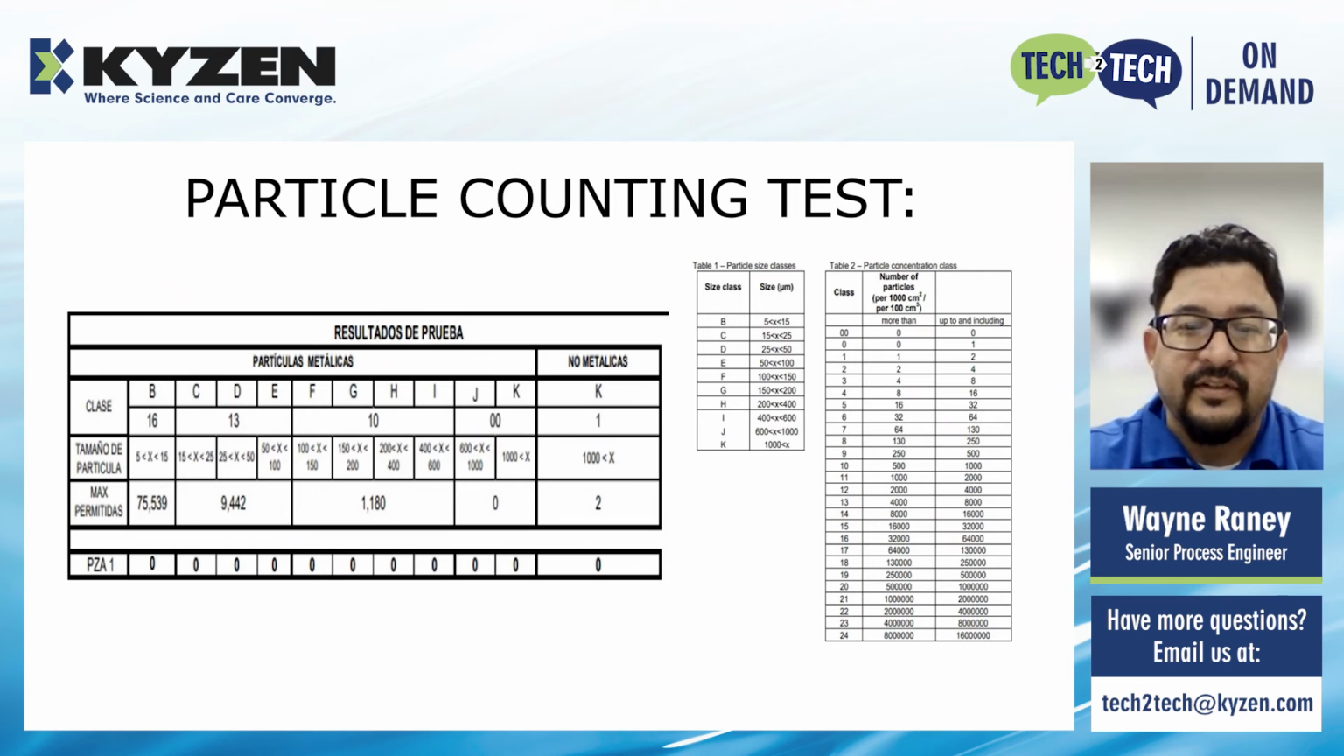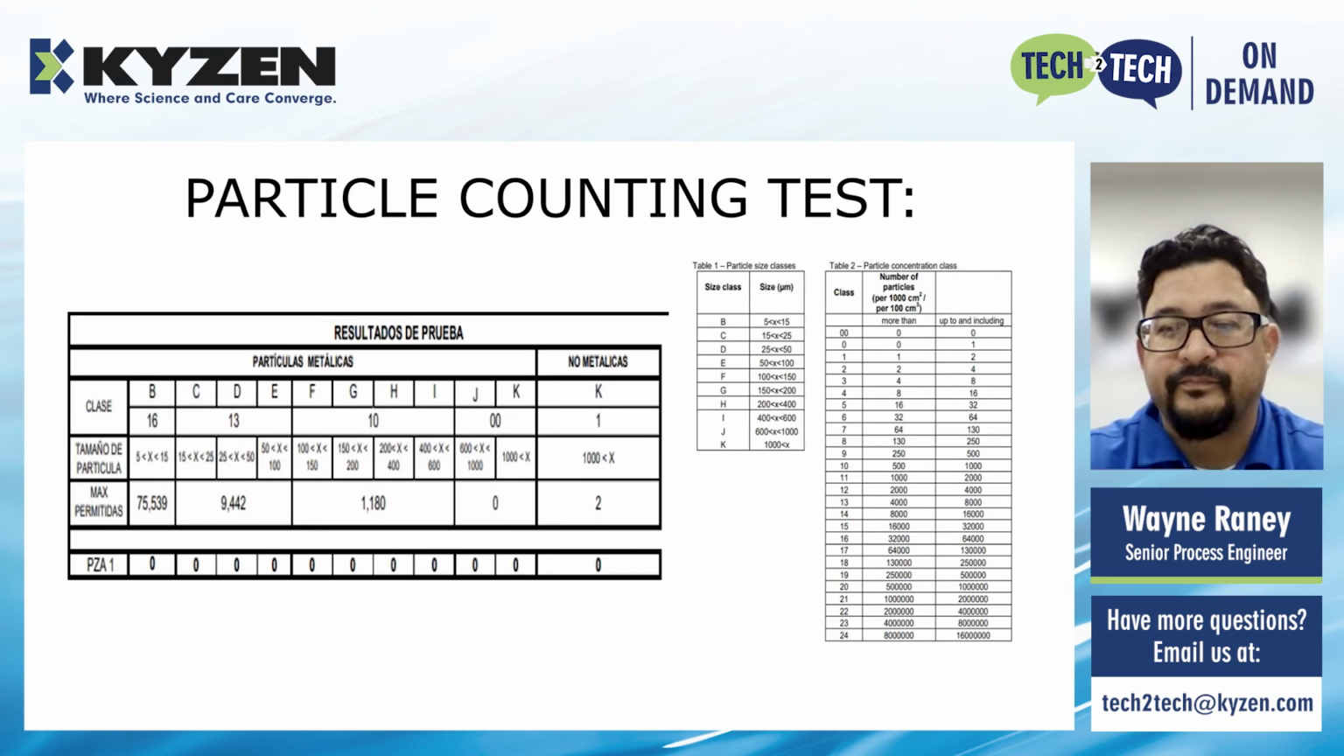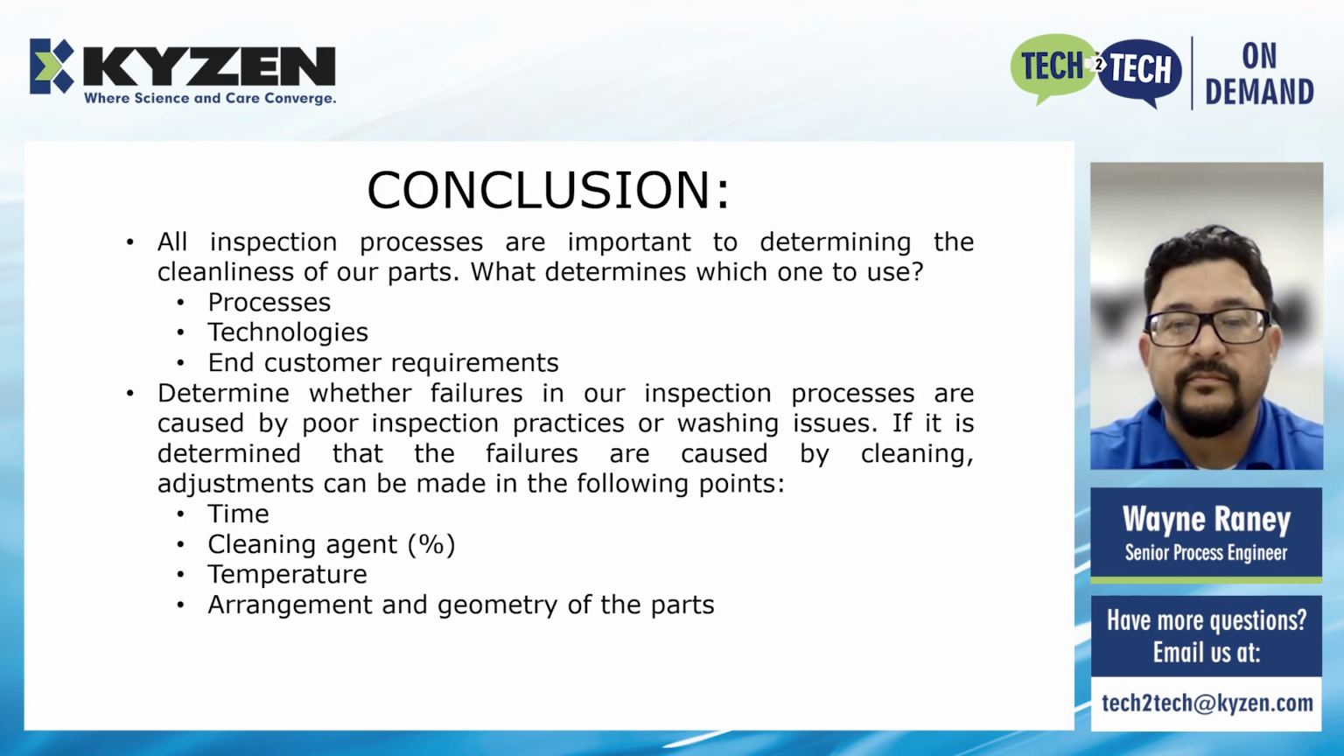The customer generates the tolerances of the parts. In this example, the max number of particles is 75,539. At the bottom, we can see the results obtained, which were all zeros, which indicate that there were no particles counted on this part.